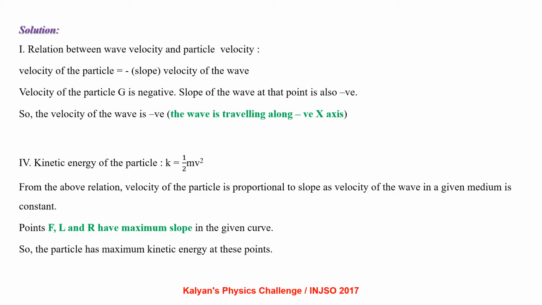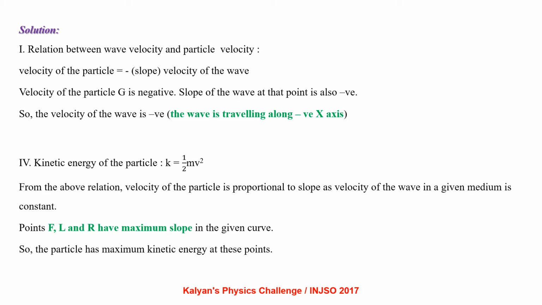Relation between wave velocity and particle velocity. Velocity of the particle is equal to the negative slope of the velocity of the wave. So the velocity of the particle at G is negative. Slope of the wave at that point is also negative. So the velocity of the wave is negative. The wave is traveling along the negative x-axis.